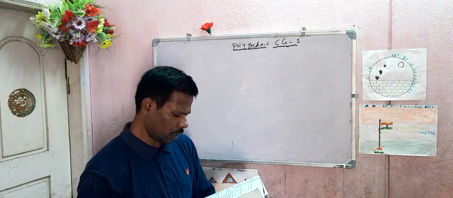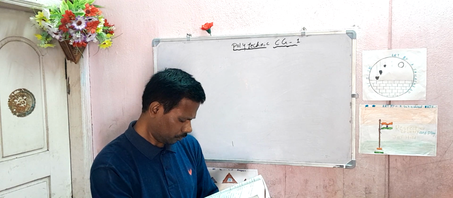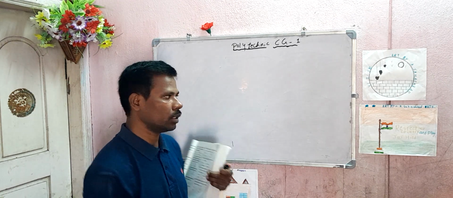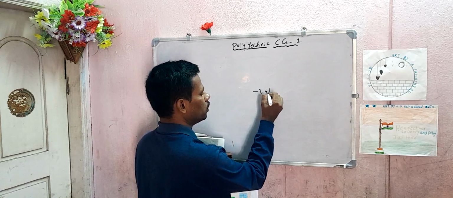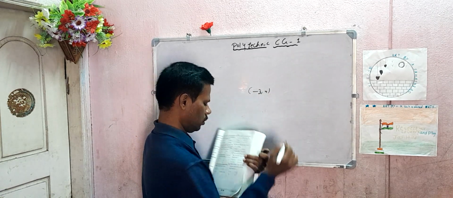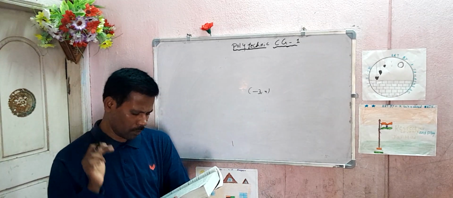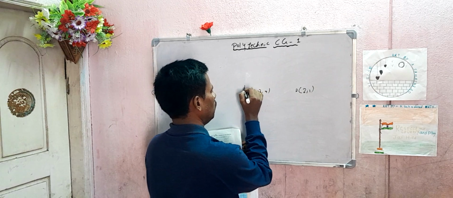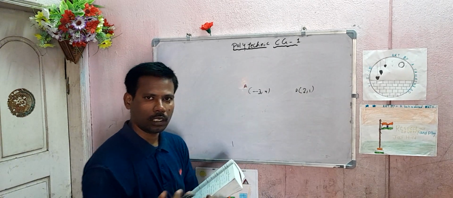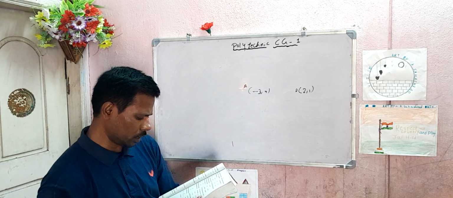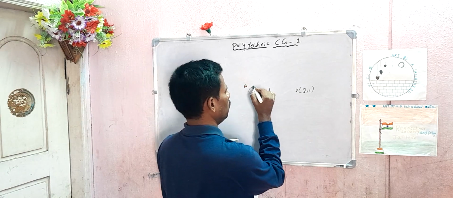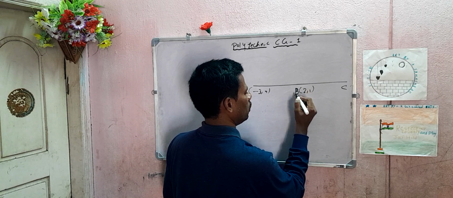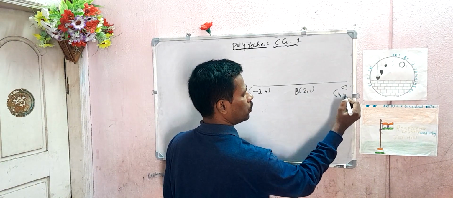The line segment joining A(-3, 4) and B(2, 1) is extended up to C. I will explain orally and the remaining part you do by yourself. Let this C be (x1, y1).